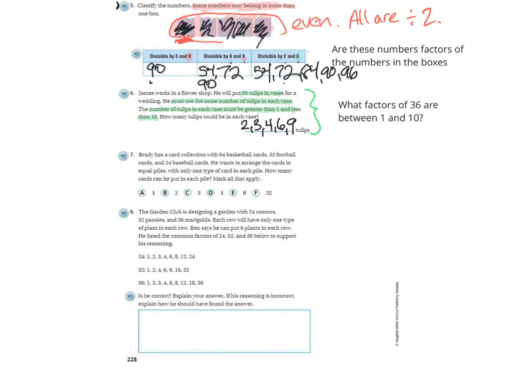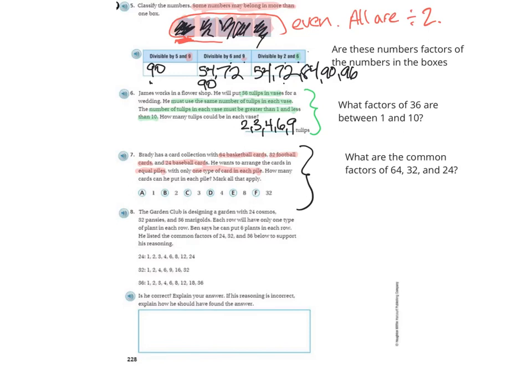Brady has a card collection. Got it. 64 basketball cards, 32 football cards, 24 baseball cards. Equal piles, one type of card in each pile. All right, so what does that mean? Okay. In actual real English, that is simply asking you, and let's go and draw my little bracket here. What does that mean in real English? What that means in real English is, what are the common factors of 64, 32, and 24? Seriously, that's all it's asking you.